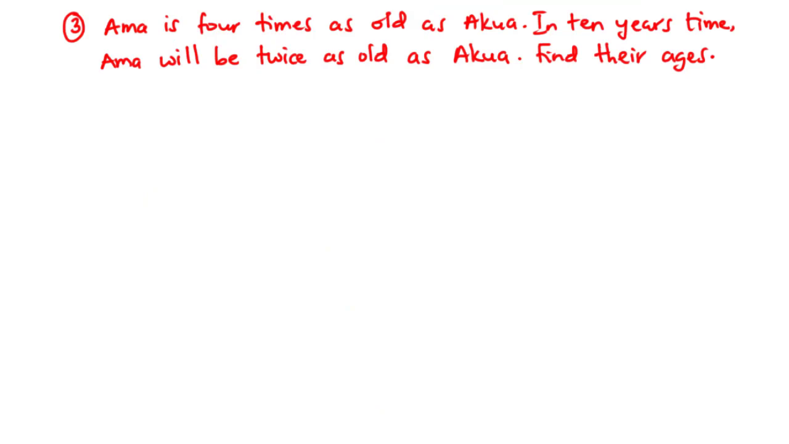So for example 3, Amma is 4 times as old as Equia. In 10 years time, Amma will be twice as old as Equia. Find their ages. Amma is 4 times as old as Equia. In 10 years time, Amma will be twice as old as Equia. Find their ages.